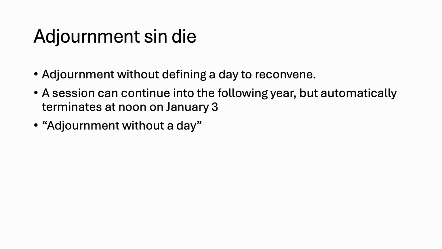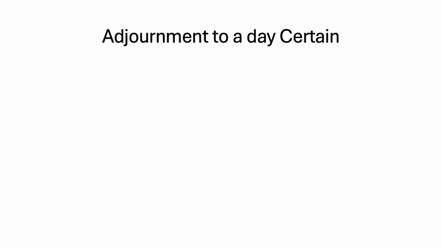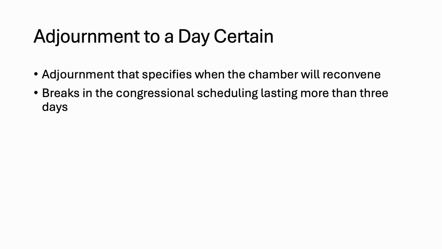Adjournments. Adjournment sine die: adjournment without defining a day to reconvene. A session can continue into the following year, but automatically terminates at noon on January 3rd. Adjournment to a day certain: adjournment that specifies when the chamber will reconvene. Breaks in the congressional scheduling lasting more than 3 days.